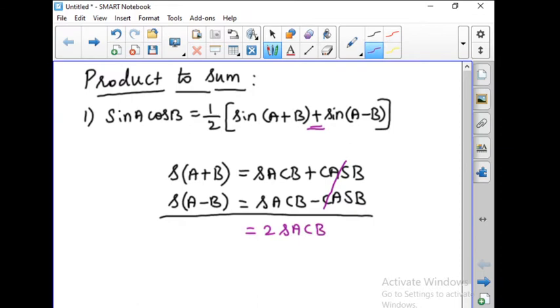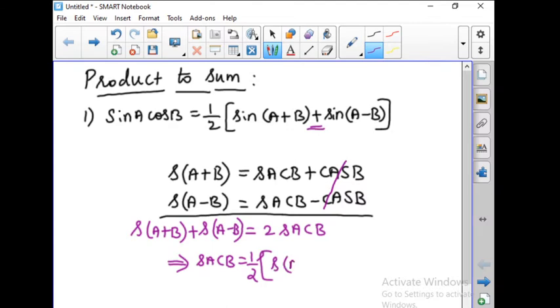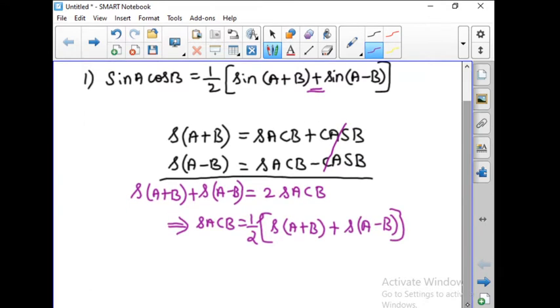This side you are having sin of A plus B plus sin of A minus B. So, this can be rewritten as sin A cos B is equal to 1 by 2, we can take 2 to this side. So, 1 by 2 sin of A plus B plus sin of A minus B. So, this is the way to get the answer for this formula.